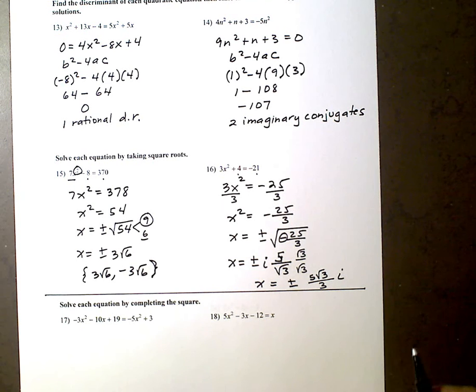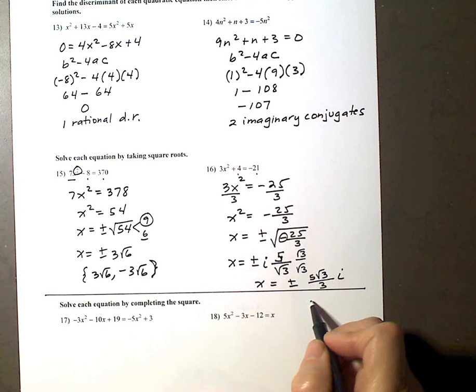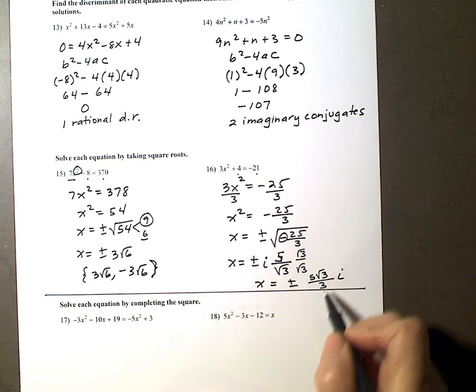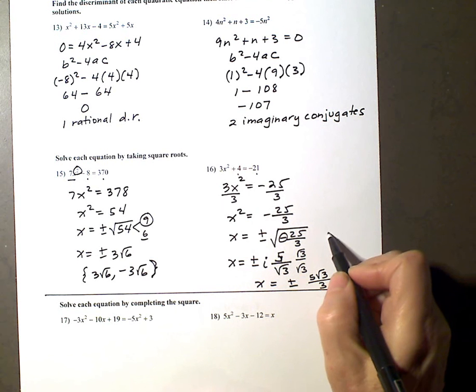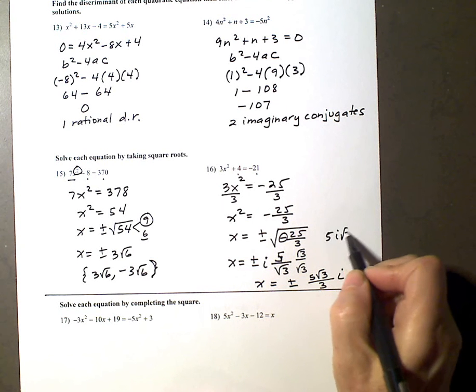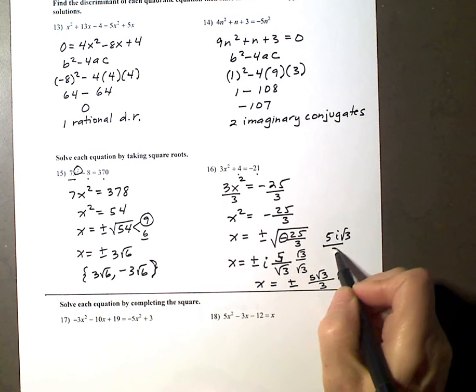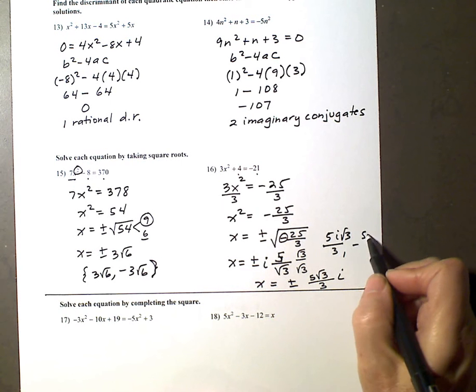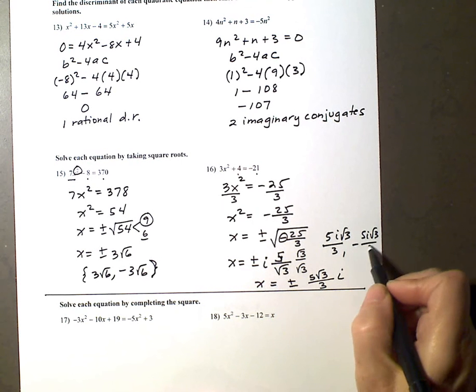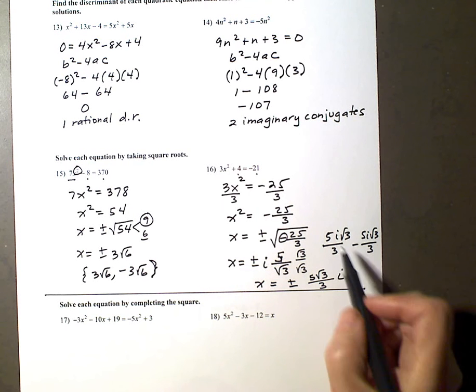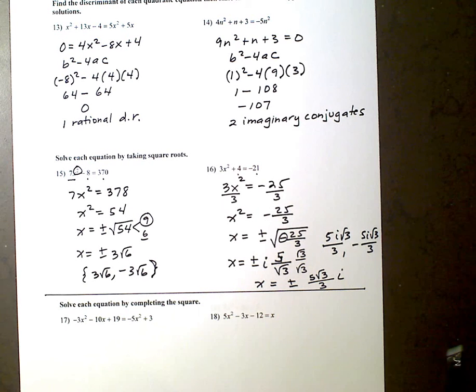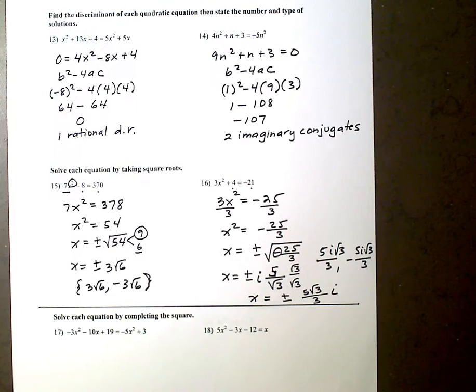On your answer key, they're showing this as 5i root 3 over 3 and negative 5i root 3 over 3. So they moved the i to in front of the radical, which is fine. So that's it for page 1 of your review worksheet.